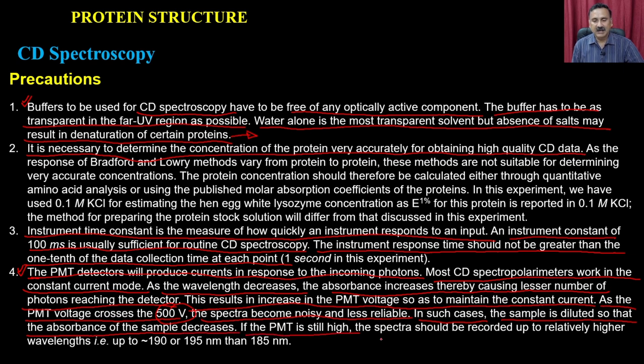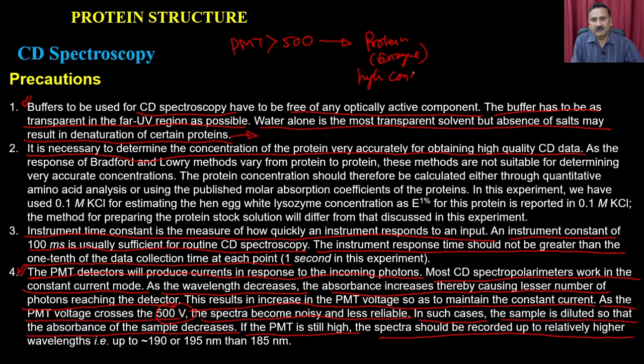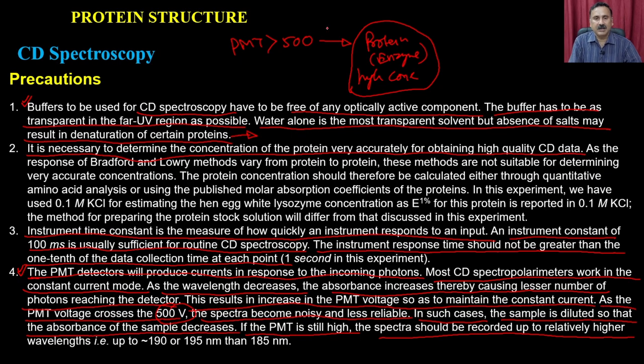If the PMT is still high, the spectra should be recorded only up to a relatively higher wavelength. If the PMT is more than 500, it could be because you are taking a protein or enzyme of very high concentration. Because of the high concentration, it absorbs very strongly in that area and does not allow a large quantity of photons to reach the detector. Because the detector current is going down, as a corrective measure the PMT increases the voltage. That can be avoided if you lower the concentration of the enzyme.